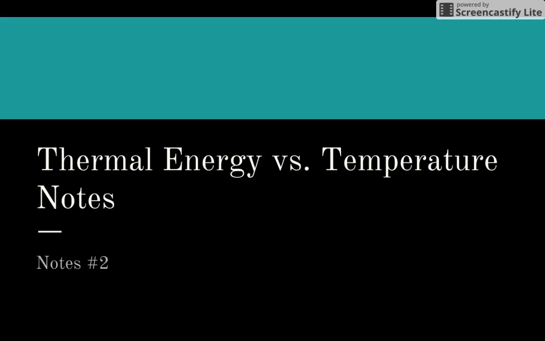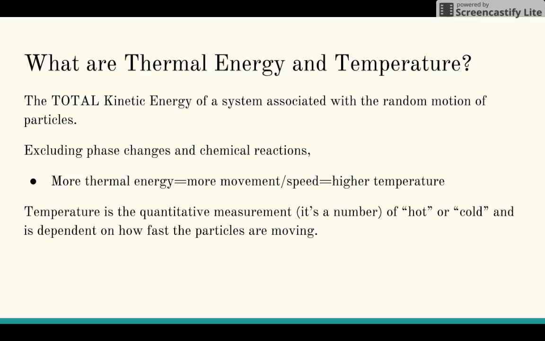So in the notes today, we're going to talk about thermal energy versus temperature. And we're going to talk about our temperature scales. The first thing to know is what is thermal energy and temperature. Well, thermal energy is the total kinetic energy of a system, and that is associated with the random motion of the particles of whatever substance we're looking at. You should have learned that kinetic energy is the energy of motion, essentially. Well, when we have particles moving around, we call it thermal energy. That's the total amount of kinetic energy.